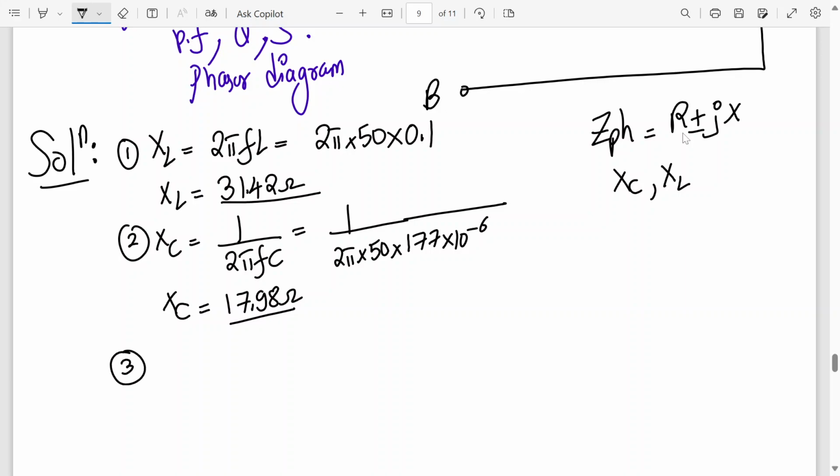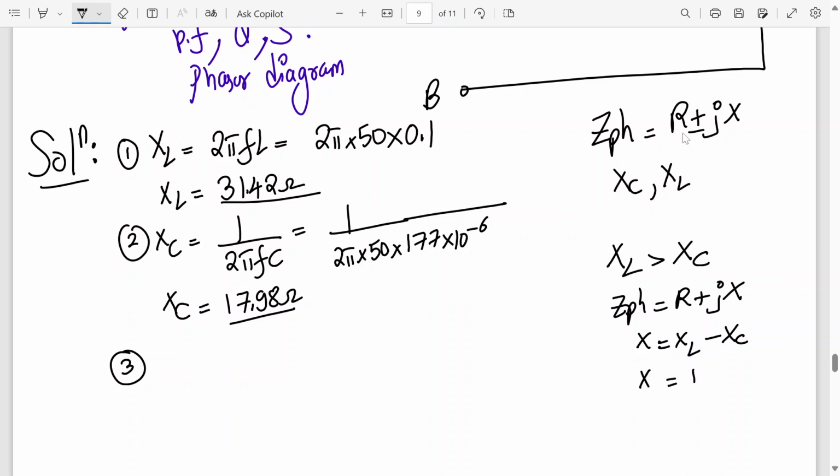Now tell me which is greater. XL is greater than XC. So what will the formula be? R plus jX, where X is XL minus XC. So calculate this X: 31.42 minus 17.98. That comes out to be 13.44 ohms.